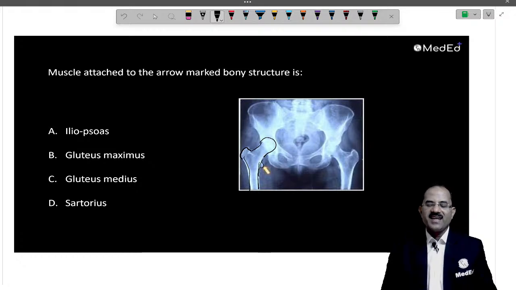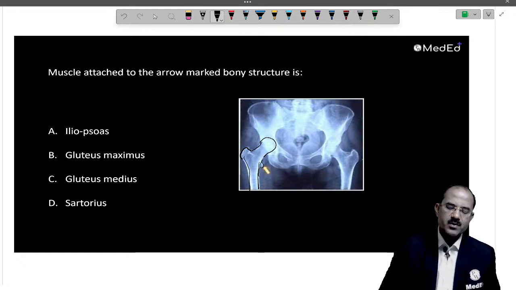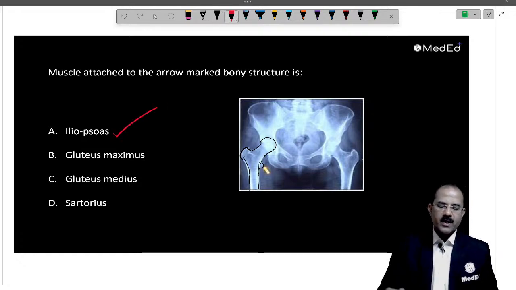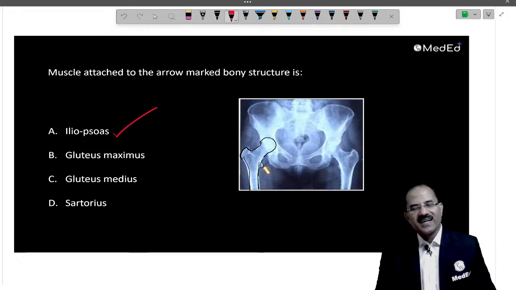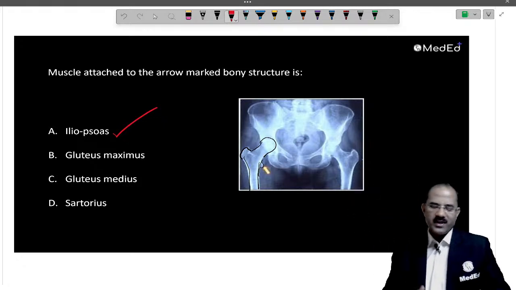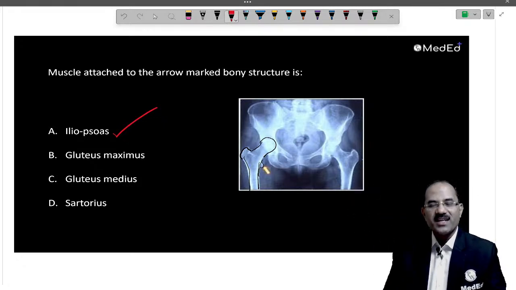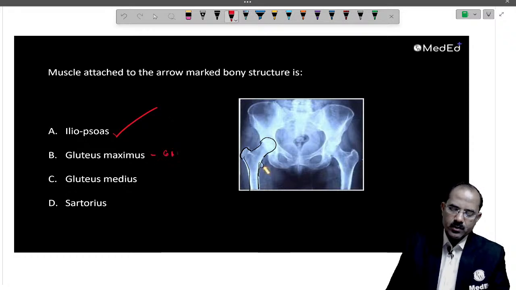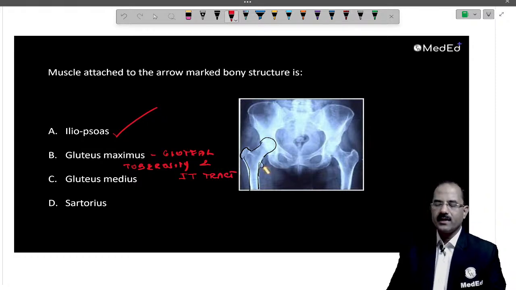And what is attached to the lesser trochanter? The iliacus, the psoas major. The iliopsoas is attached to the lesser trochanter, right? Where is the gluteus maximus attached? The gluteus maximus is attached to the gluteal tuberosity and the iliotibial tract.